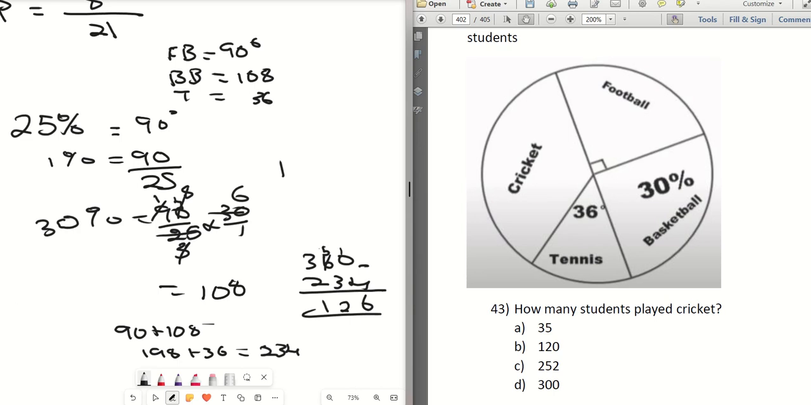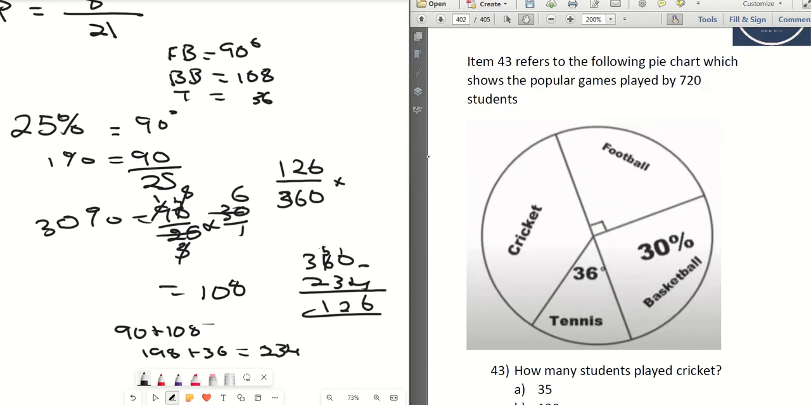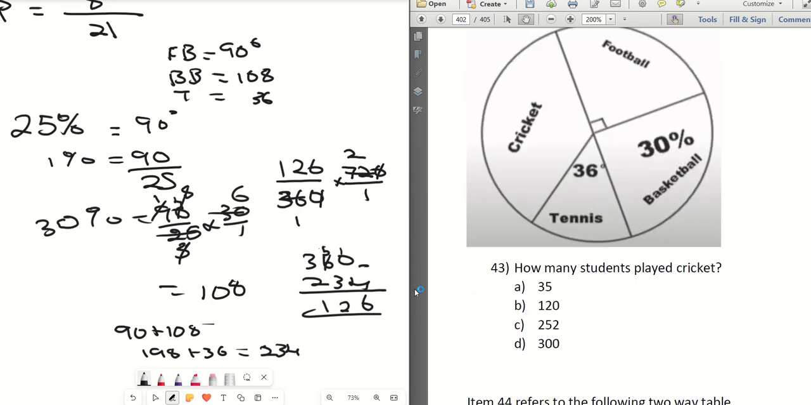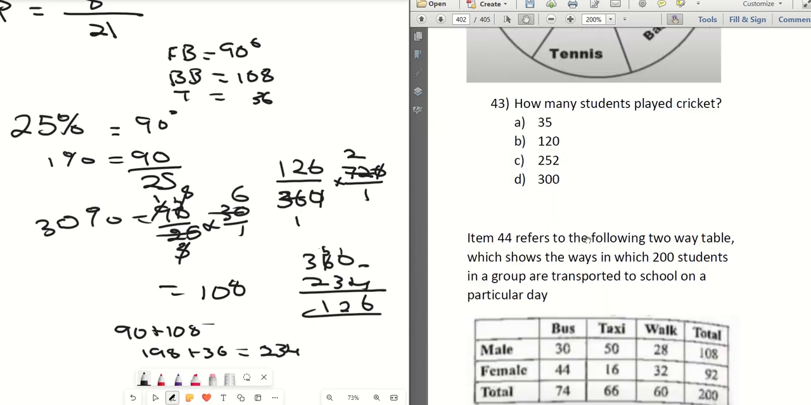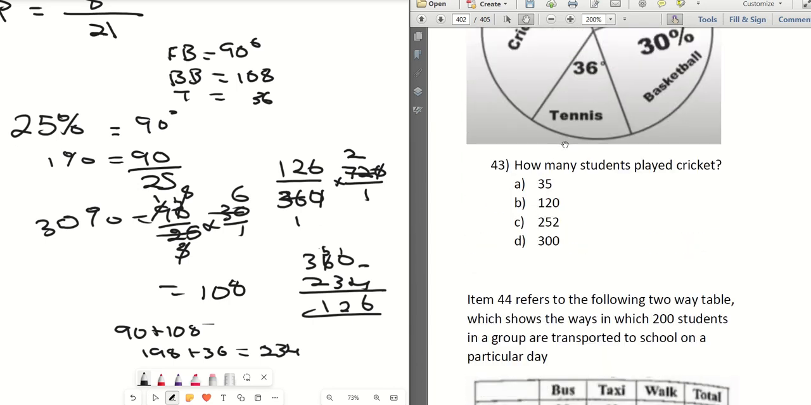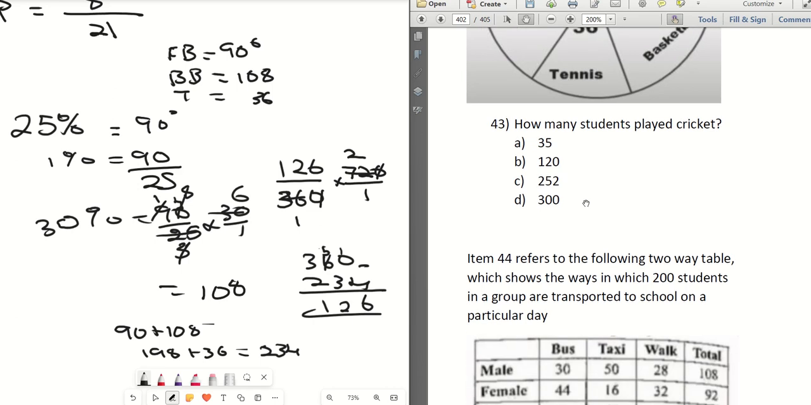So 126 over 360, because we're talking about degrees here, multiplied by how many students we have? 720. Right? Cross out a 0, cross out a 0. 36 into 36 is 1, 36 into 72 is 2. 126 multiplied by 2 is 252. As soon as you see the answer, the answer is C. Right? That was a little bit of working, but yeah. That's also a repetitive question, so take note of it, please.